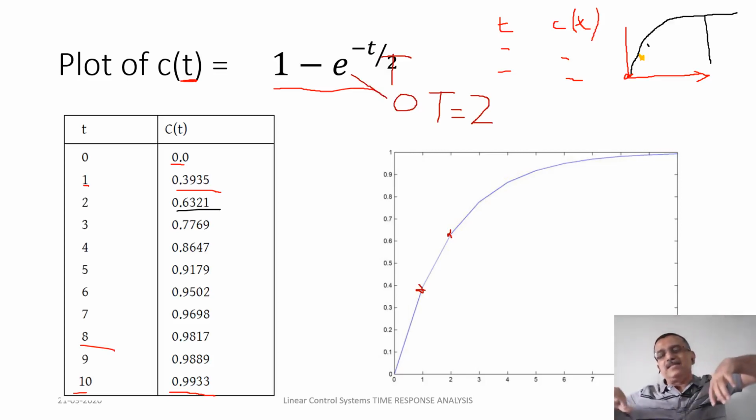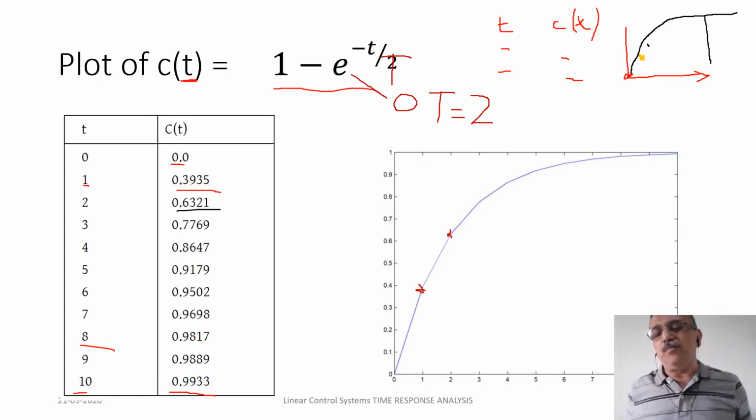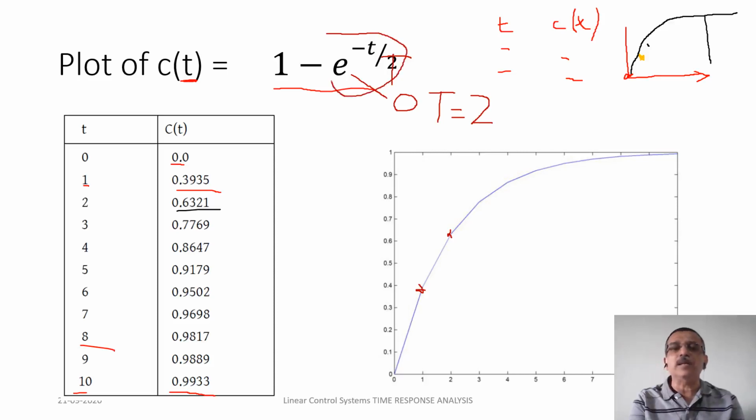In this particular example, the time constant was 2. Suppose it was 10. Then when small t becomes 50, this number will become small. If the time constant was 1 millisecond, then when small t becomes 5 milliseconds, this number will become 0. So that is why the time constant has such importance. In control systems, if you know the time constant of the system, you will know how long it will take for the system to reach steady state. This is called steady state.